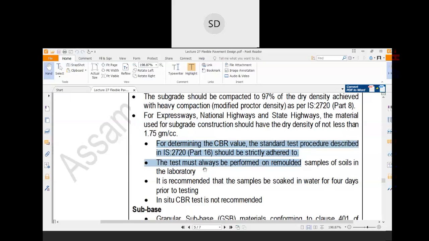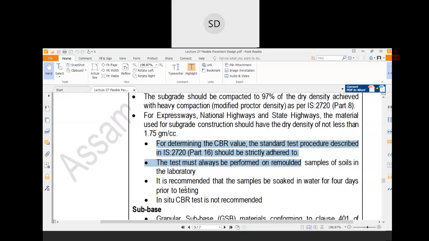The test must always be performed on remolded samples of soils in the laboratory, that is for the CBR test, and it is recommended that the samples be soaked in water for 4 days prior to testing. Now there are two types of CBR test, all of you know. One is the soaked CBR test and another one is the unsoaked CBR test.